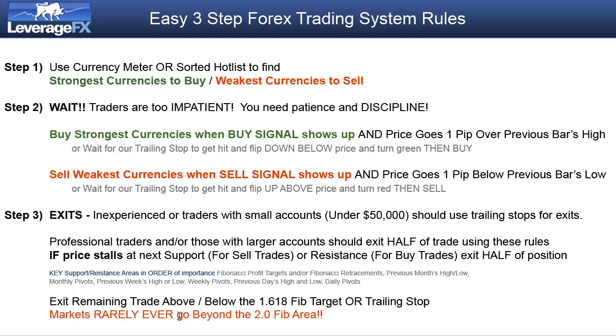Markets rarely ever go beyond the 2.0 fib level. So if it hits the 2.0 fib level, you might hold on for another 5 or 10 pips, but that's about all you're going to get. If it goes above the 2.0 fib level, watch for any sign of it reversing. If it's going up and you see a red bar on the range chart, get out if it goes 1 pip below that bar's low. Sometimes they go above there, but 80 to 90% of the time they do not go above the 2.0 fib level.